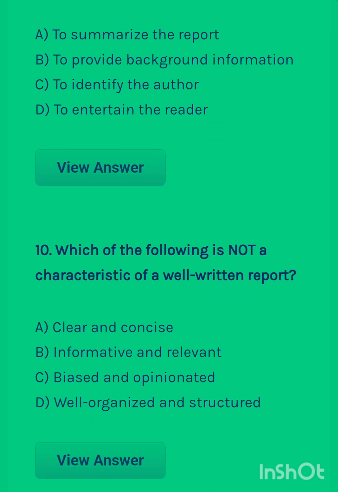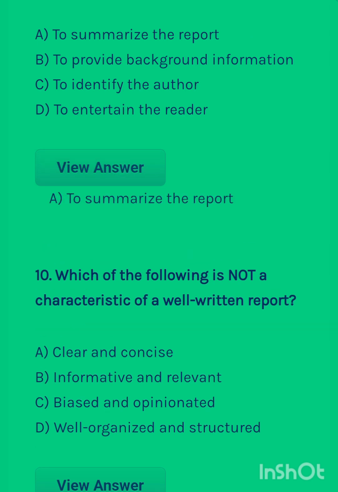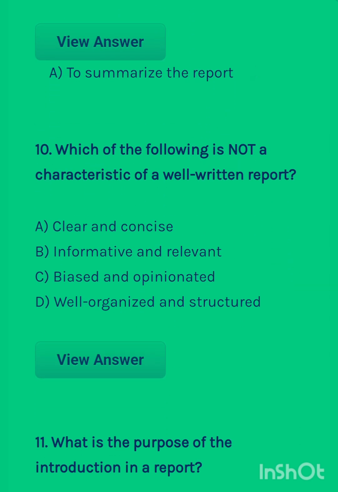Next question is, what is the purpose of a report title? Number 1, to summarize a report. Number 2, to provide background information. Number 3, to identify the author. Number 4, to entertain the reader. Correct option is option A, to summarize the report.